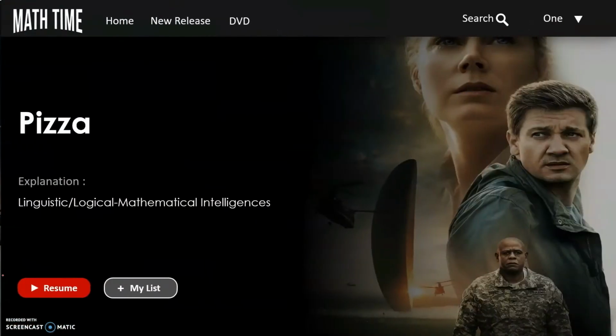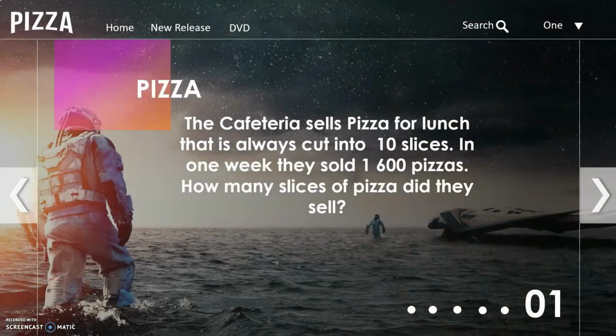So let's have first our star problem about pizza. The cafeteria sells pizza for lunch that is always cut into 10 slices. In 1 week, they sold 1,600 pizzas. How many slices of pizza did they sell?